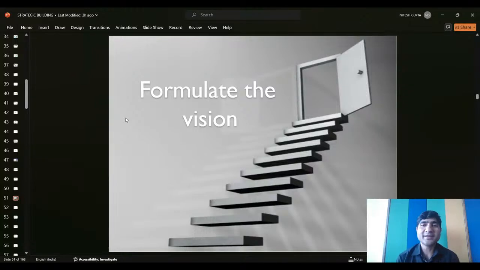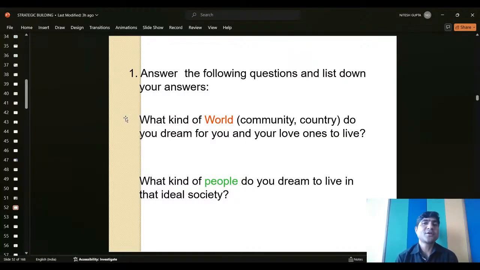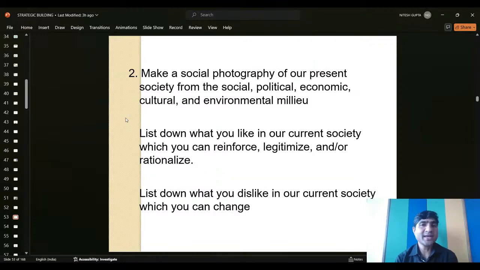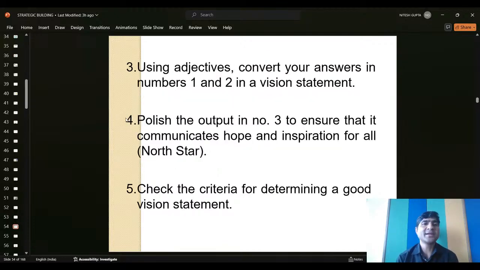So, when you formulate the vision, you will have to answer the following questions and list down your answers. What kind of world, meaning community and country, do you dream for you and your loved ones to live in? What kind of people do you dream to live in your society? Make a social photograph of our present society from the social, political, economic, cultural, and environmental milieu. List down what you like in our current society, which you can reinforce, legitimize, or rationalize. List down what you dislike in our current society, which you can change.